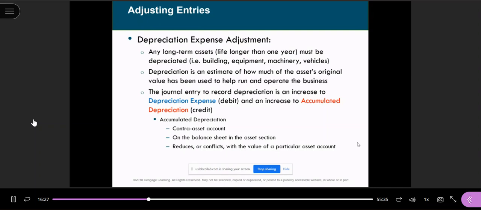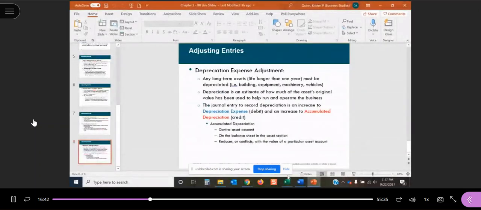So we have prepaid expense, unearned revenue, accrued expense, and depreciation. So we only have 5 types of adjusting entries. And again, not every account that we have is going to be affected by an adjusting entry.